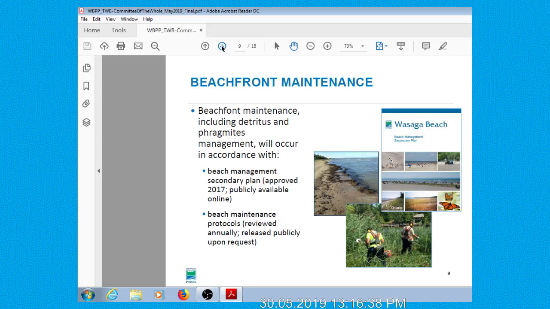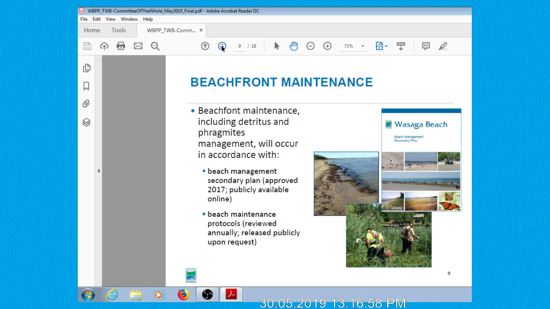Just in general, the beachfront maintenance happens in accordance with the park master plan, which is not pictured on the screen. More recently we developed the beach management secondary plan, which provides policy direction. It was consulted on and finalized in 2017. So that's what provides the big picture direction.